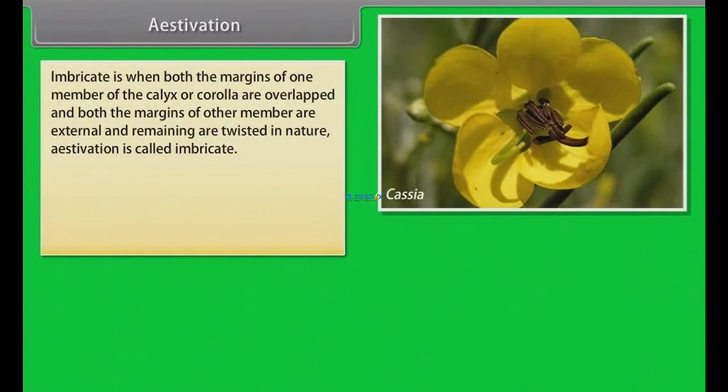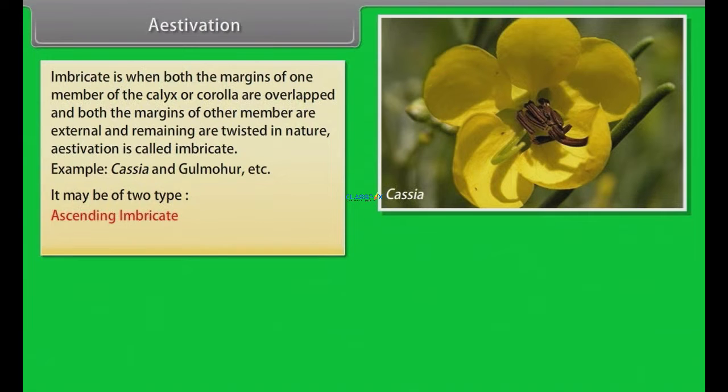Imbricate is when both the margins of one member of calyx or corolla are overlapped and both the margins of another member are external and remaining are twisted in nature. Estivation is called imbricate. Example, cassia, gulmohar, etc. It may be of 2 types: ascending imbricate, descending imbricate.